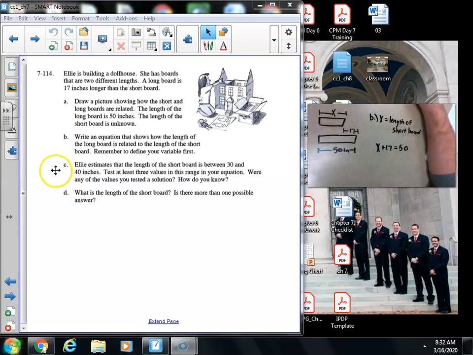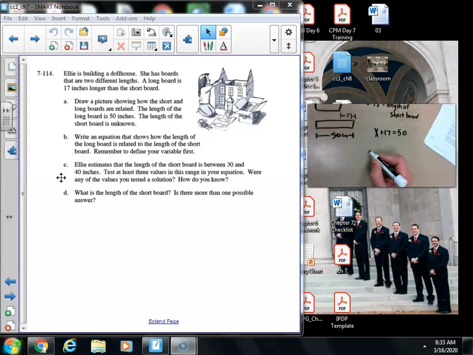Letter C. Ellie estimates that the length of the short board is between 30 and 40 inches. Test at least 3 values in this range in your equation. Were any of the values you tested a solution, and how do you know? So, having this equation that we wrote in letter B, we're going to go ahead and pretty much, it's called plug and chug. Okay, we can use guess and check, and we're going to choose different values of x to see if in fact we get something that's equal to 50. So, starting with our equation, x plus 17 is equal to 50.